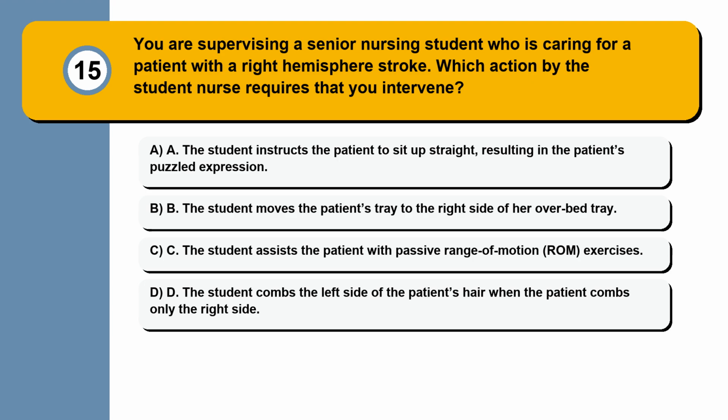A. The student instructs the patient to sit up straight, resulting in the patient's puzzled expression. B. The student moves the patient's tray to the right side of her overbed table. C. The student assists the patient with passive range of motion (ROM) exercises. D. The student combs the left side of the patient's hair when the patient combs only the right side.